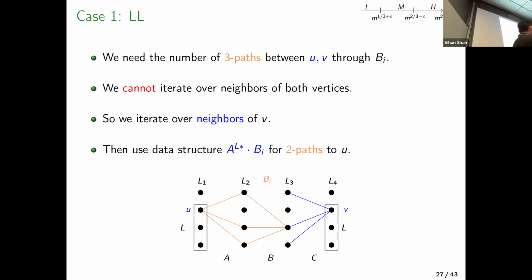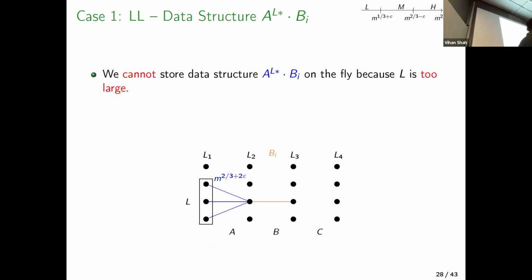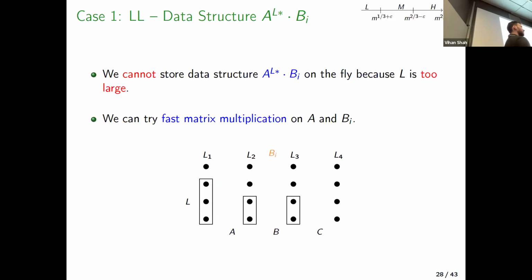Okay. So let's see what we're going to do for the stored 2 paths. If we naively try to store this data structure like we did earlier on the fly, this is going to be a problem, right? Because the neighbors of this guy are 2 minus. You cannot store this on the fly. Can we use fast matrix multiplication?